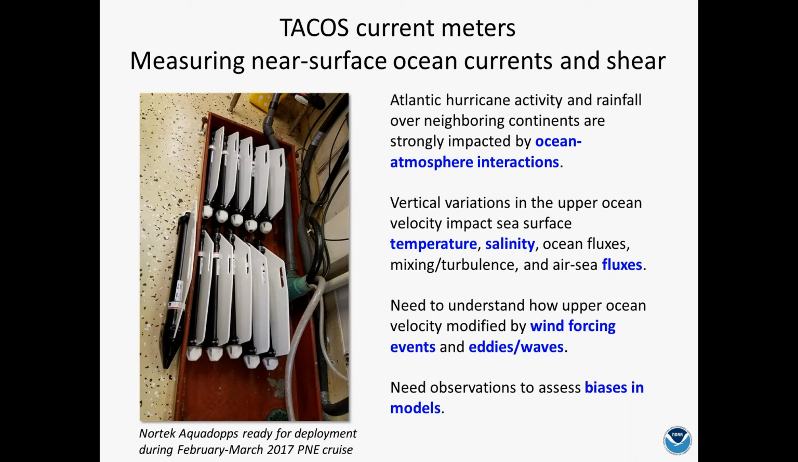Separately, we know that models have biases in the equatorial Atlantic cold tongue region. And so these observations will be crucial for validating those models and being able to assess reasons for why the models have biases in this region.